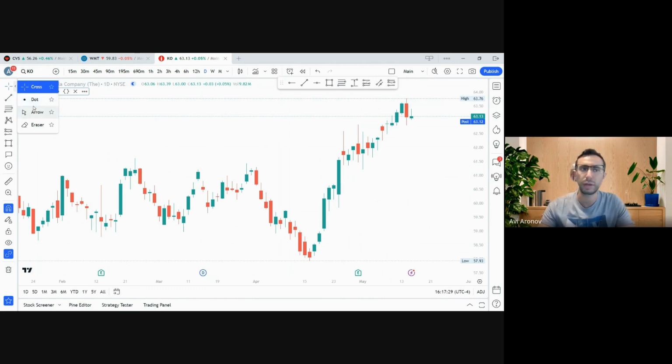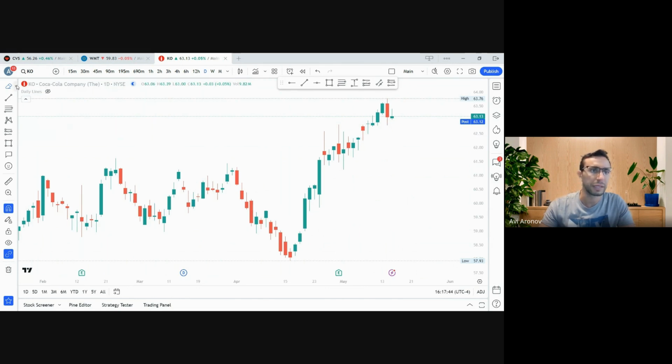convenient for you. You might not like this type of cross on your chart. You might like a dot, or you might like an arrow or an eraser, whatever it is. But for me, I prefer that, because when I go here, I can put it like this and I can see exactly where it's going. It works for me better. You do what works for you.